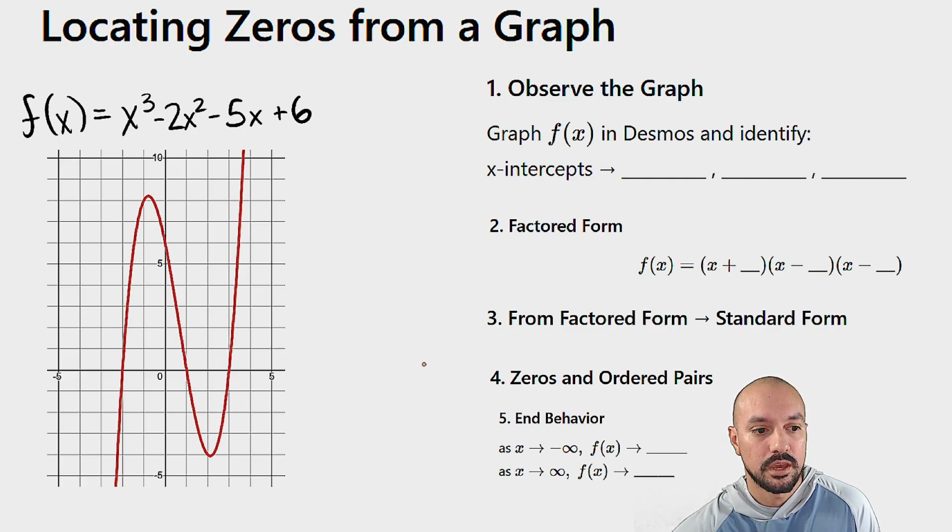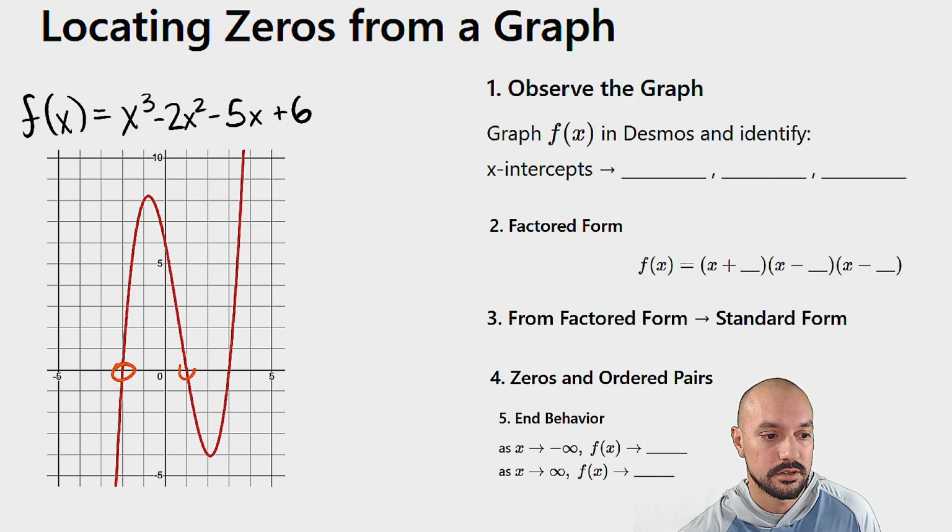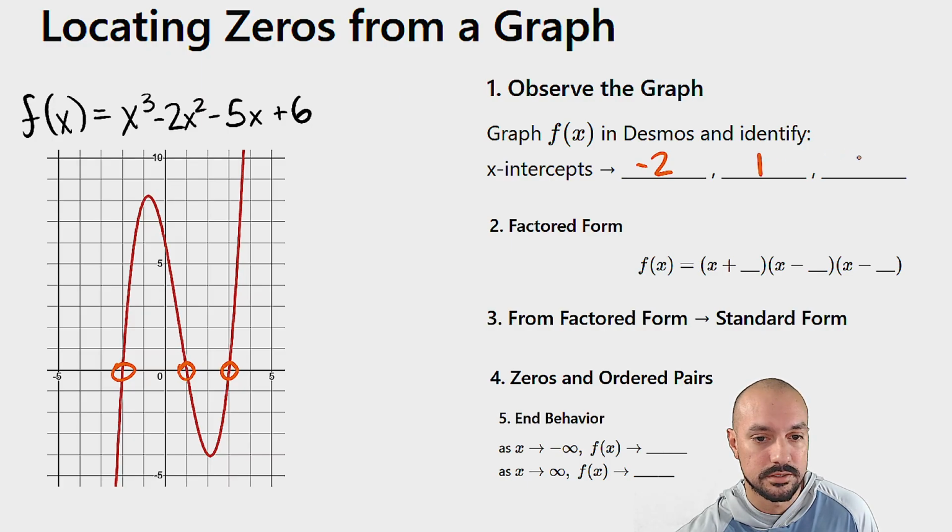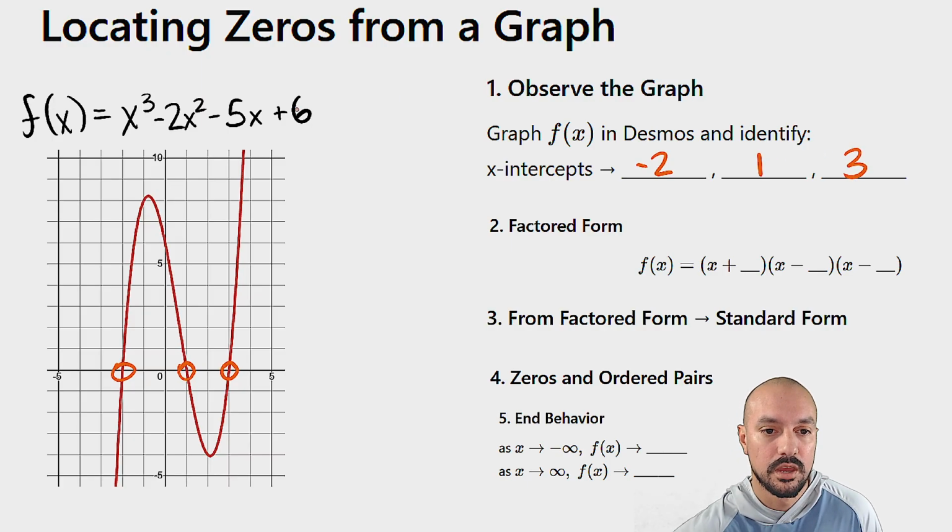So the first thing we're going to do is take a look at the graph, and we want to grab the x-intercepts. I have an x-intercept here, here, and here. Let me go ahead and record that. So we have x-intercepts at -2, 1, and 3. The x-intercepts are super important because they connect back to the factors, and the factors directly tell us about the algebraic rule.